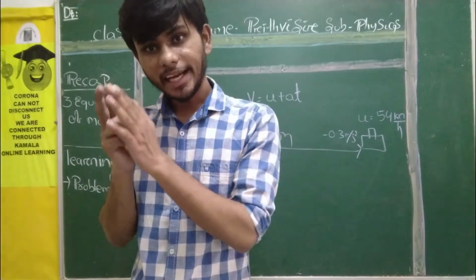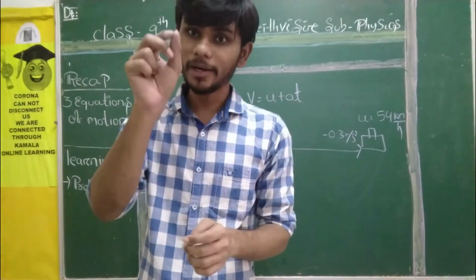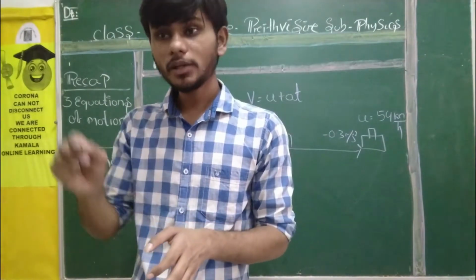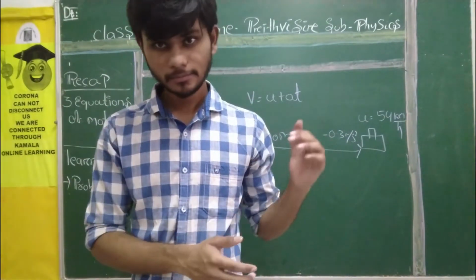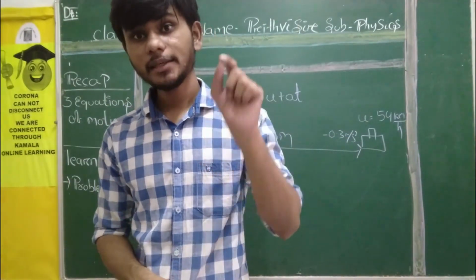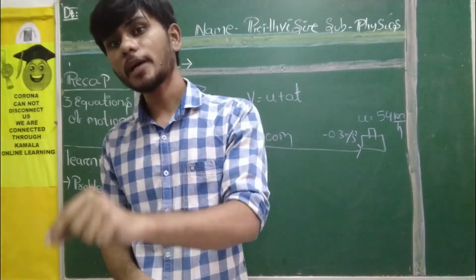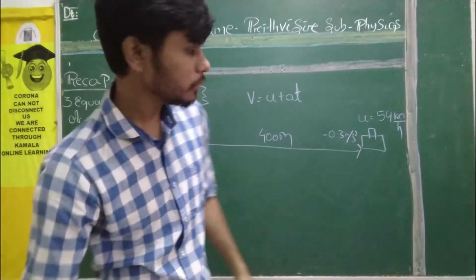We know that in time t it will go to 0, so we need to find out the time t. We need to find out how much distance it has covered in 1 minute. But before that, we need to convert 54 km per hour to meter per second. How will we do that?